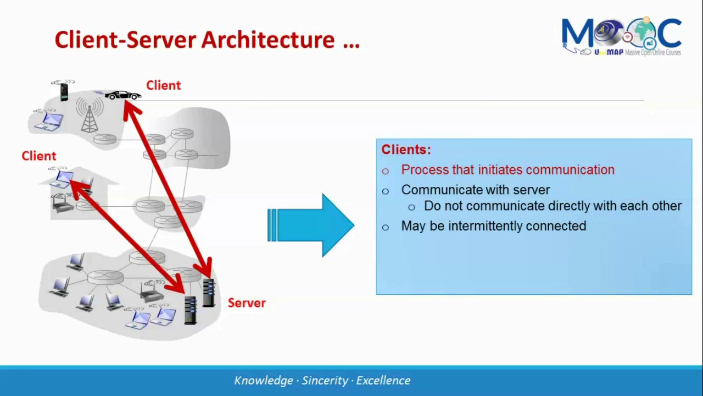Instead, they communicate through the server. For example, in the web application, two browsers do not directly communicate. Another characteristic of the client is that it may be intermittently connected and have a dynamic IP address. Some of the well-known applications that use the client and server model are FTP, Telnet, and email.